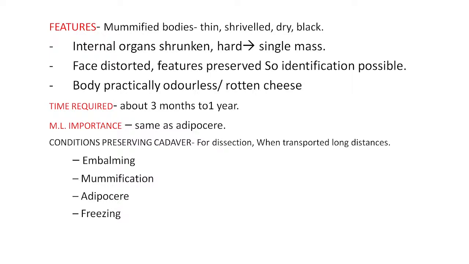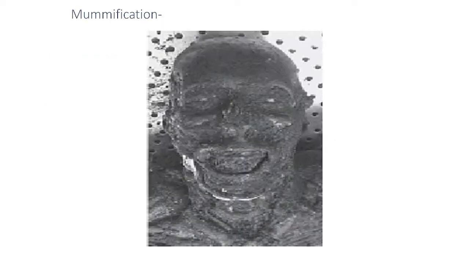Then you already know this condition, preserving cadaver for dissection. So how it is preserved? By embalming. And also if the body is required to get transported for long distances, then also it is preserved by embalming, right? Freezing. Then these are the natural processes which will preserve the body, mummification and adipose formation. So this is the mummified body. Although the face is somewhat distorted, the features are identifiable.